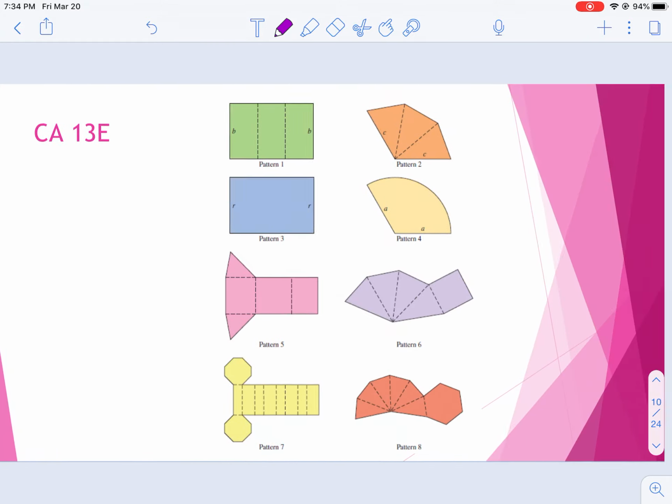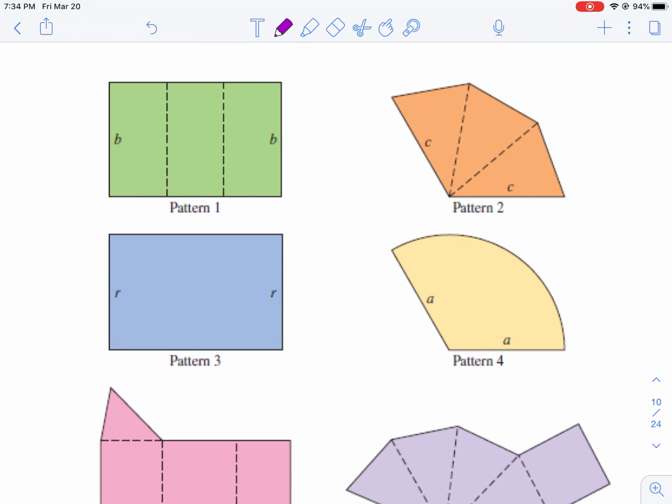So if you take a look at this next slide, we've got a number of different nets here. If you take this pattern 1 and you would think about cutting it out and then folding it on these dotted lines and connecting B here to B here, can you picture what shape that would be, what polyhedra that would be? Hopefully you can imagine a triangular prism without the bases.